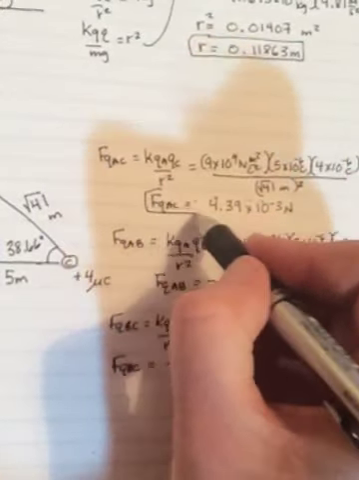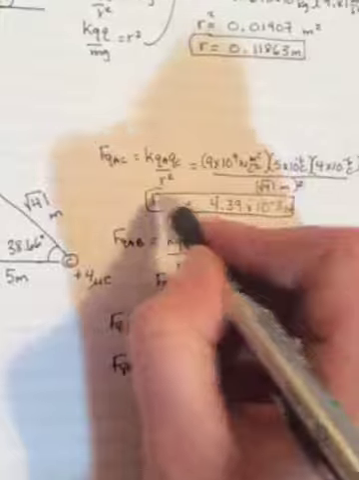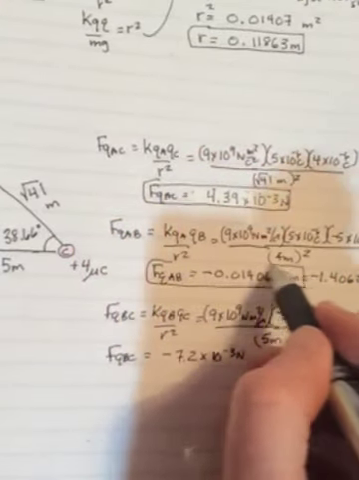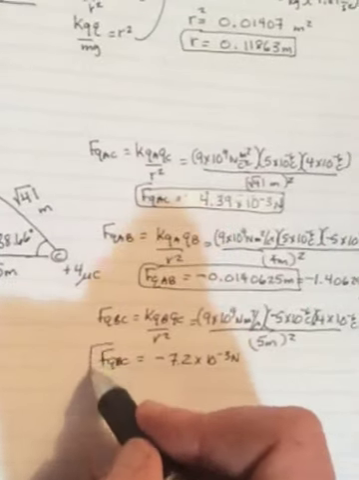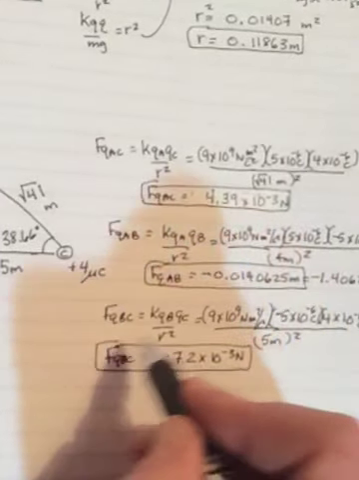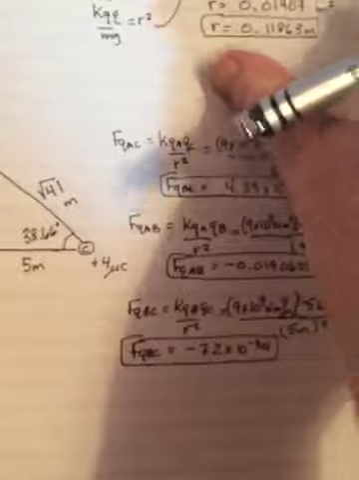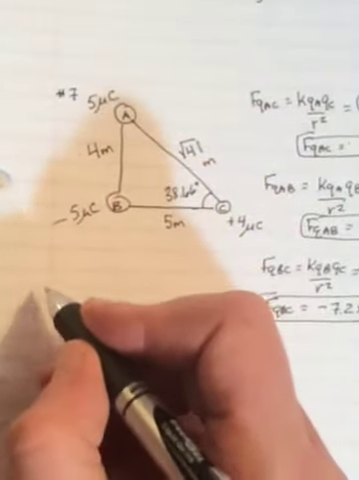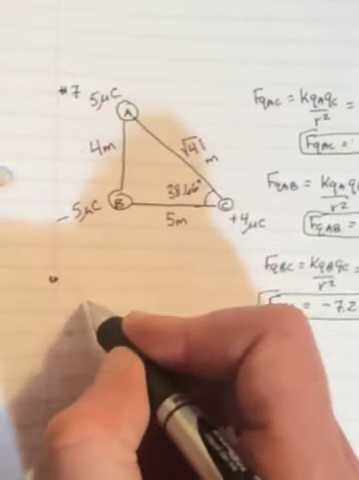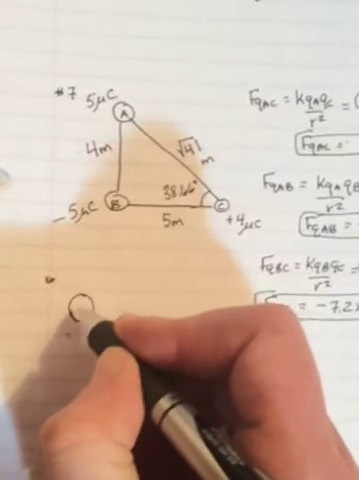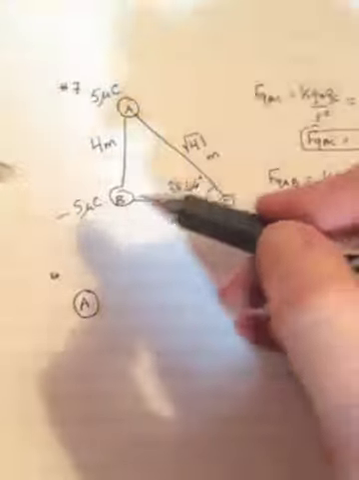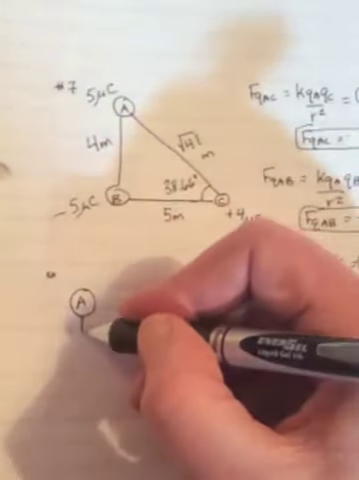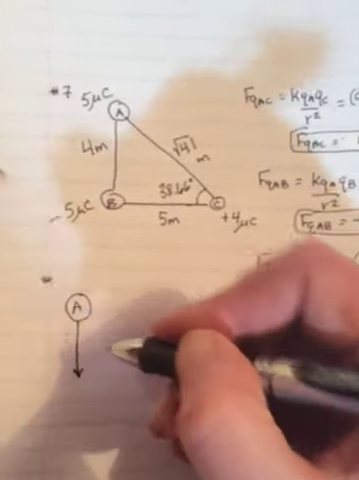Okay, so now with these three, we can find the net force on the three charges. So let's start on charge A. We need to go back to our diagram and we say, okay, so first A. So here's my A. What is B doing to A? Well, B is negative, A is positive, so B is going to be attracting it. It's going to be pulling it down.